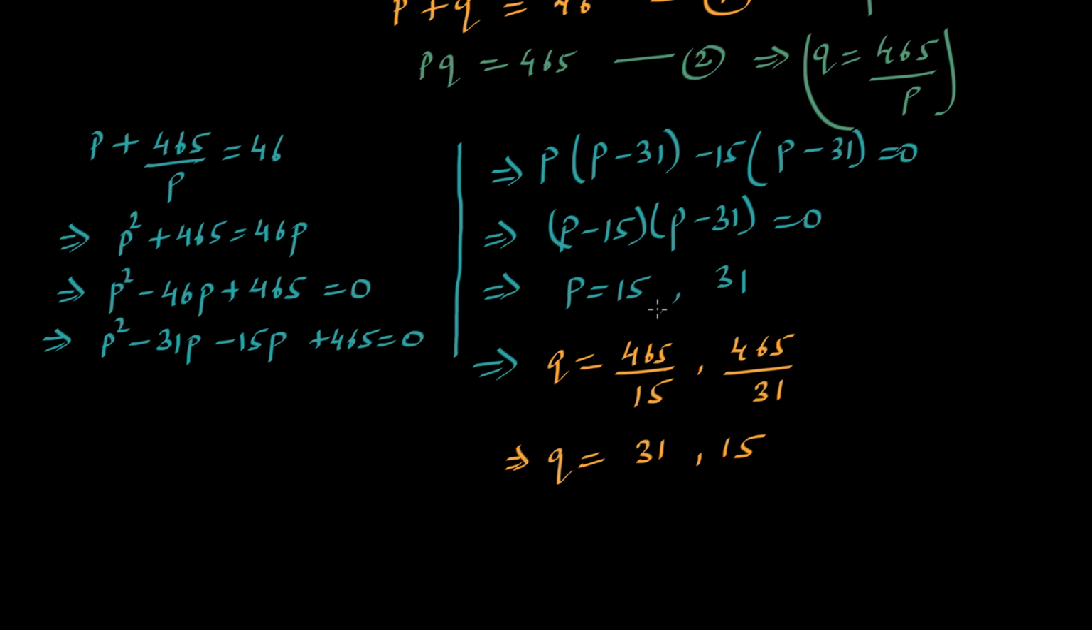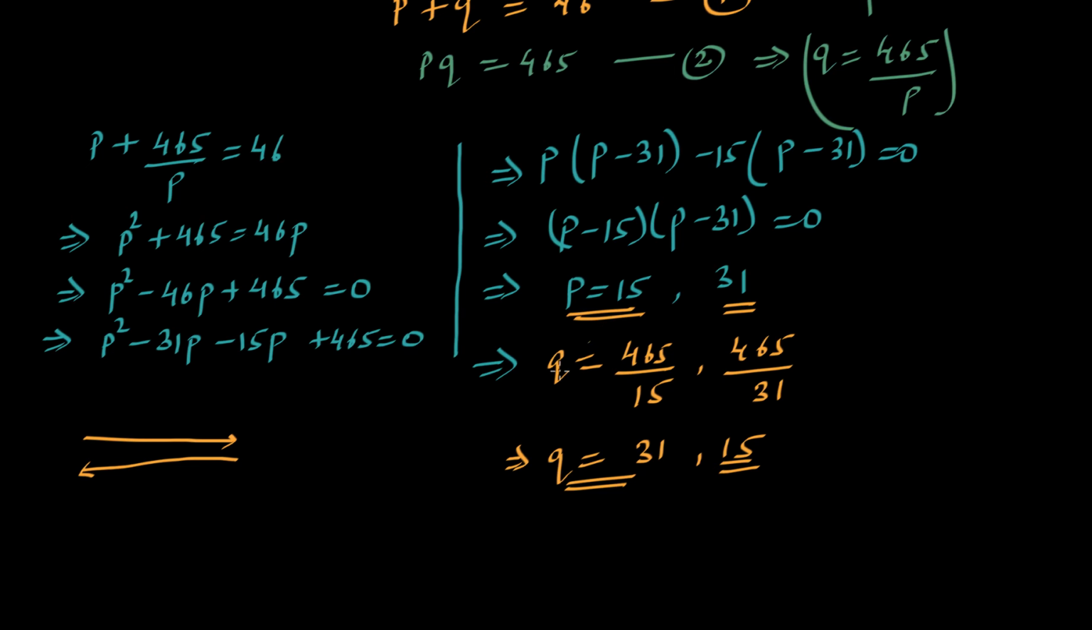So basically P and Q are interchangeable. If P is 15, Q is 31. This is our first value, P and Q. Or if P is 31, then Q will be equal to 15. You have already studied that if you have an AP, whether it is an increasing AP or a decreasing AP, when you go in the reverse way, it is also an AP. So that is why we are getting two values. If P is the term coming before Q, we assume that P is our fourth term.